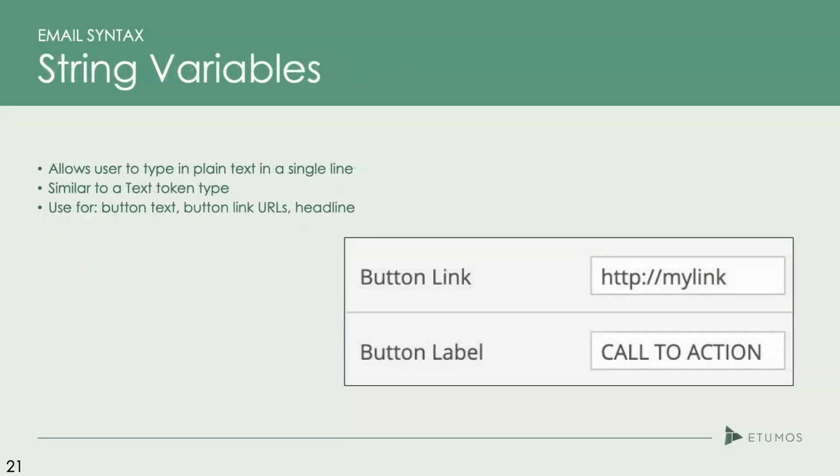The first variable type is the string variable. These allow users to type or paste in plain text in a single line. This is similar to a text token type if you're familiar with that. String variables are great for areas where you want the user to enter text but not to format it. Some examples are the text and the link URL for a styled call to action button, or for a headline.